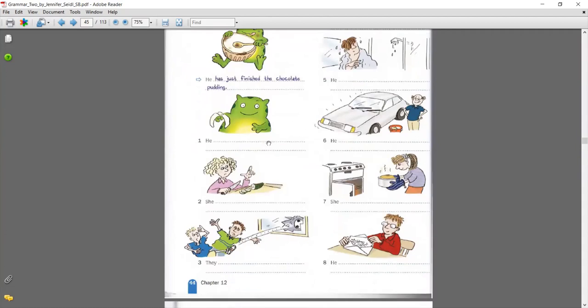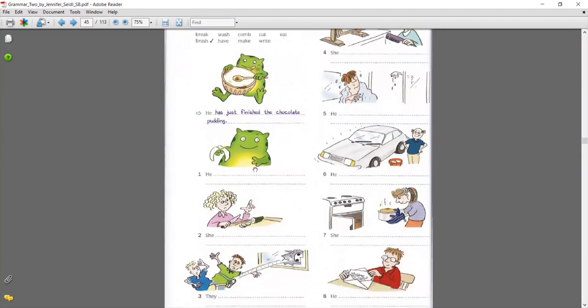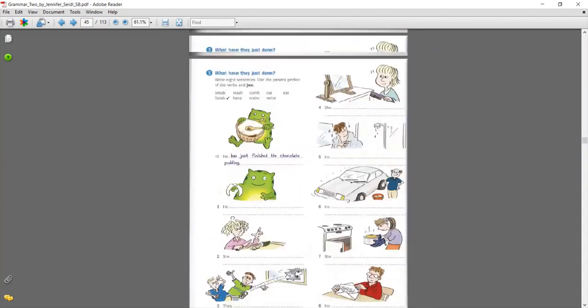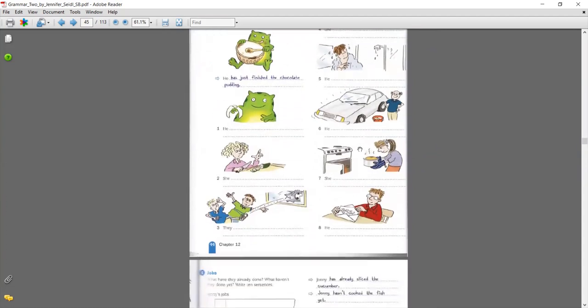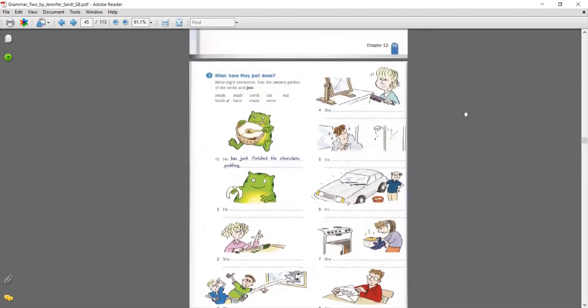Next one onwards, you want to use present perfect simple tense with the word just. Present perfect tense ekak use karanna tiyenne. So has, have plus past participle of these verbs and the object. You can see the pictures here and you can make sentences by yourself. Are you ready? Yes. Okay.